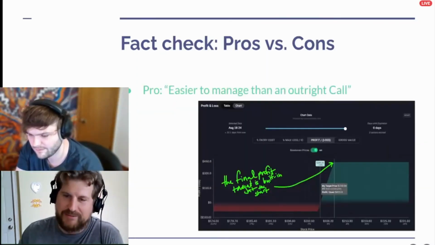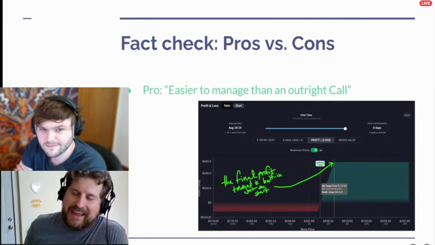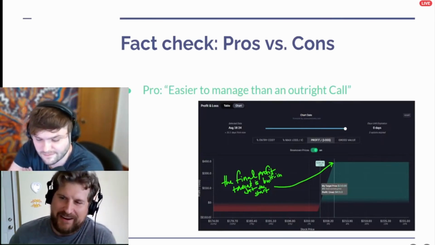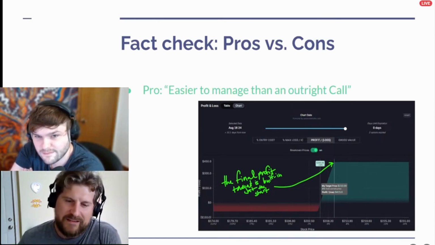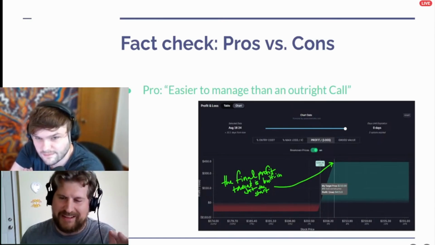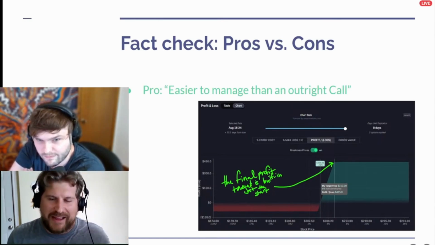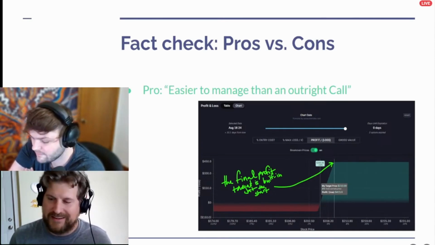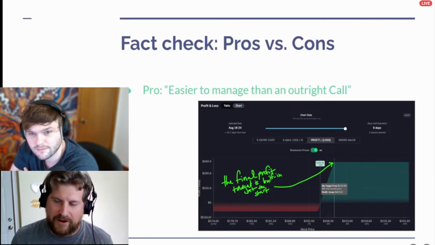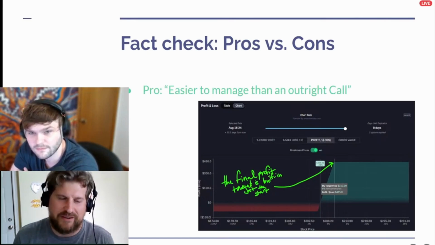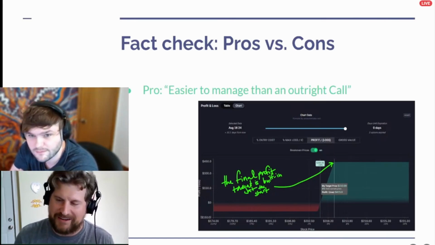Okay, so my next pro. A call debit spread is easier to manage than an outright call. So you're going to have to bear with me on this one. When you buy an outright call and the trade moves in your favor, all of a sudden you have a bit of a predicament, right?